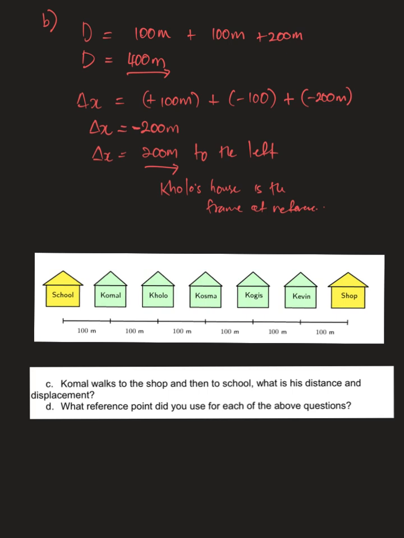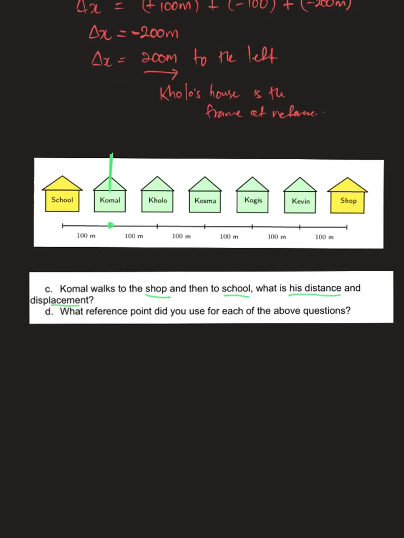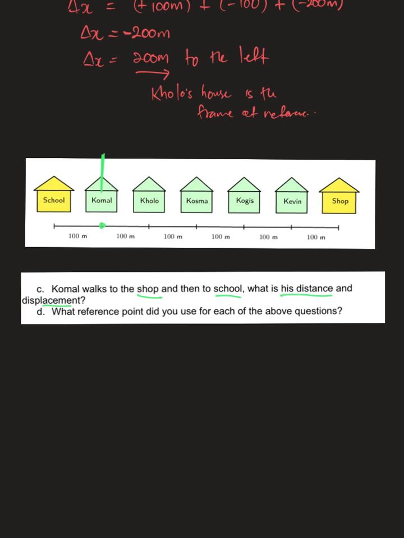The next thing we're looking at is, what's this person's name? Como. Where's Como? Como is over here. Como walks to the shop, then to school. What is his distance and displacement? Let's look at the first thing here. Como goes all the way to the shop.